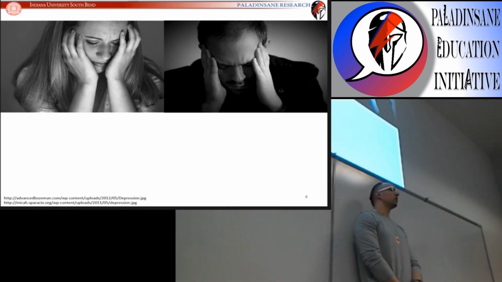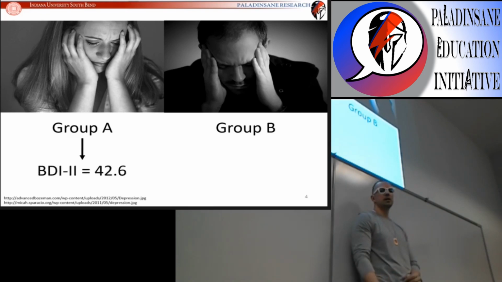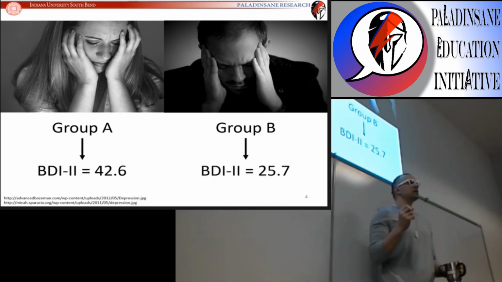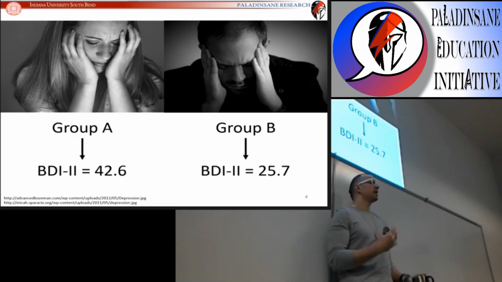So let's say that you take your people with depression A and you take your people with depression B and you measure their depression on Beck's depression inventory. And for group A, we get an average score of 42.6, and for group B, we get an average score of 25.7. From this information, you would conclude that group A has more people in the high depression area. Group A has more people that need to be placed under suicide watch to make sure that they do not harm themselves. And in this situation, you would be completely wrong.